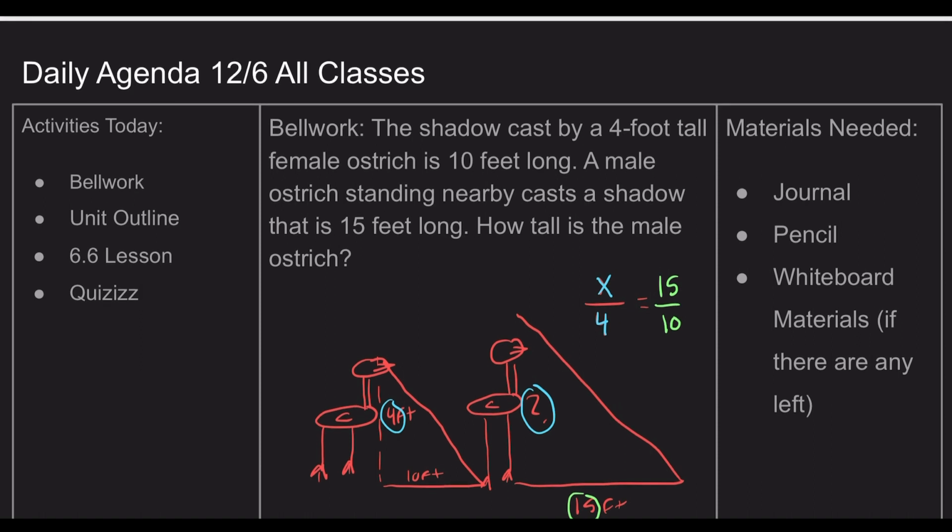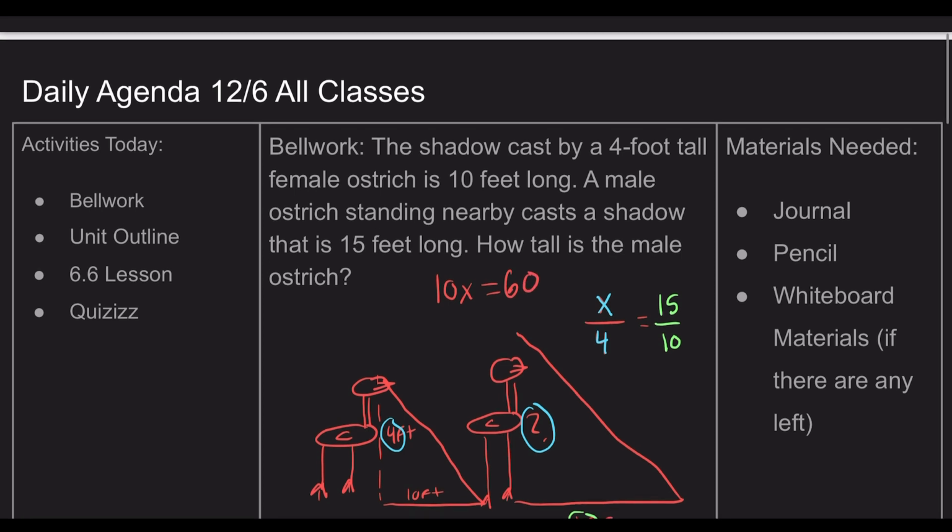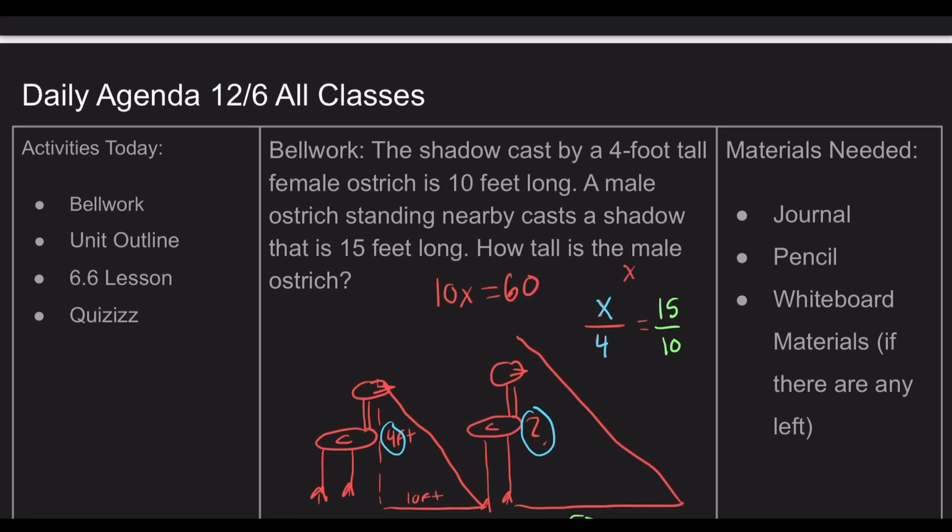Now you just have to cross multiply. You end up with 10x equals 15 times 4, which is 60. We can divide by 10 on both sides, and you probably figured that out. It is 6. So this ostrich is 6 feet tall.